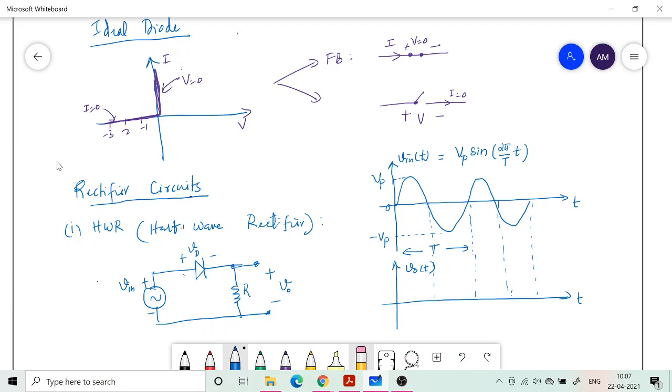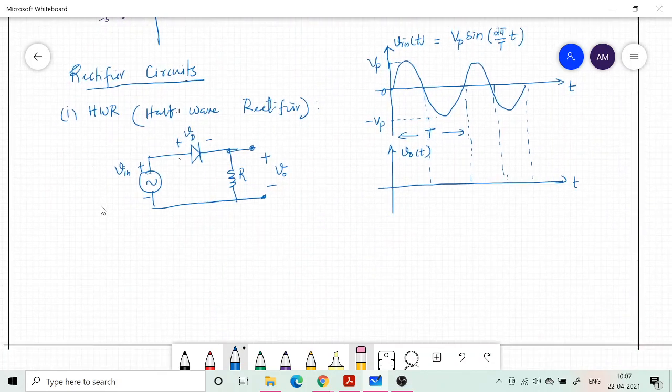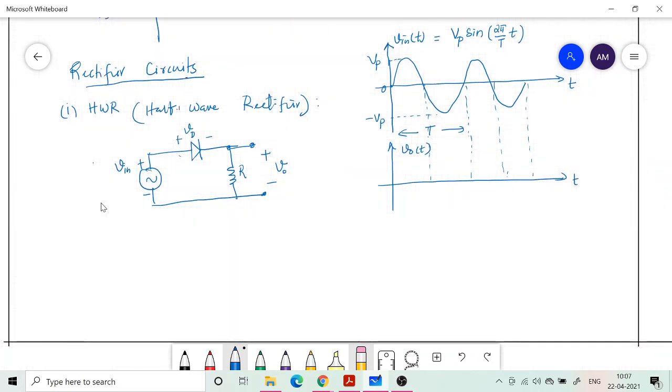I'm going to take an approximation here. Approximation means I'm going to assume something about Vp, my peak voltage. For analysis, it's important what the value of Vp is, because if Vp is very small, say less than 0.5 volt, it's a small sine wave, and then you know that the diode will act like an open circuit and no current flows. But right now let's take it as an ideal diode. If you take it as an ideal diode, then I don't even need to consider the value of Vp.